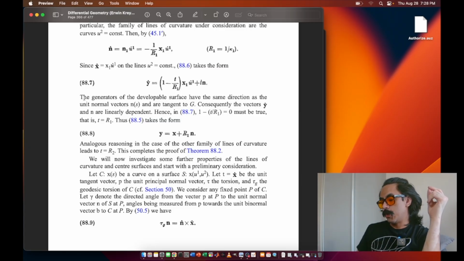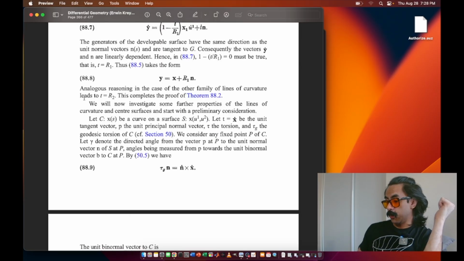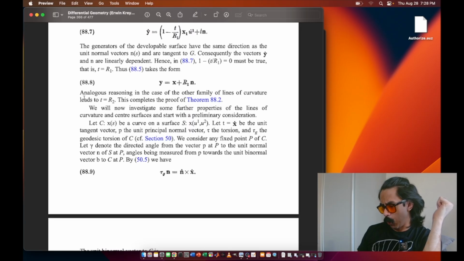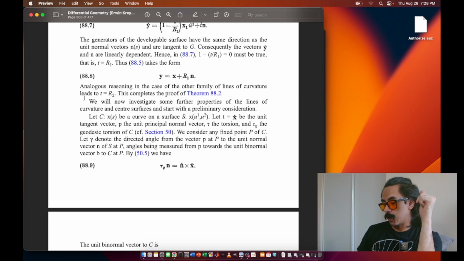The generators of the developable surface have the same direction as the unit normal vectors n in terms of lowercase s and are tangent to the edge of regression capital G. Consequently, the vectors y dot and n are linearly dependent. Hence, in the above relation for y dot, the 1 minus quantity t over capital R sub 1 equals 0 must be true. That is, t is equal to capital R sub 1.